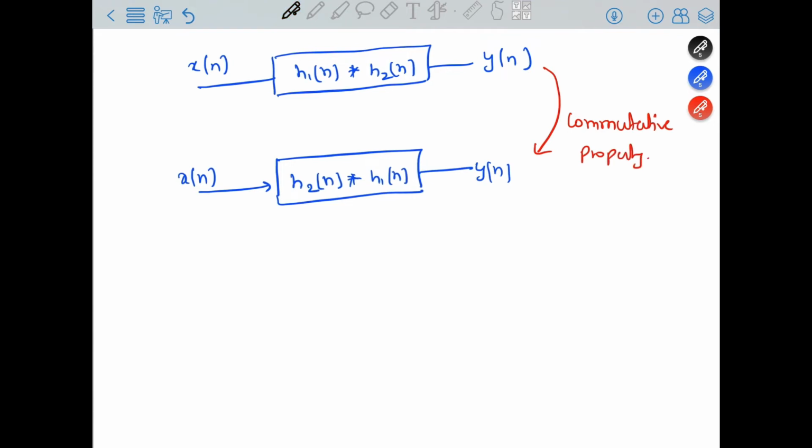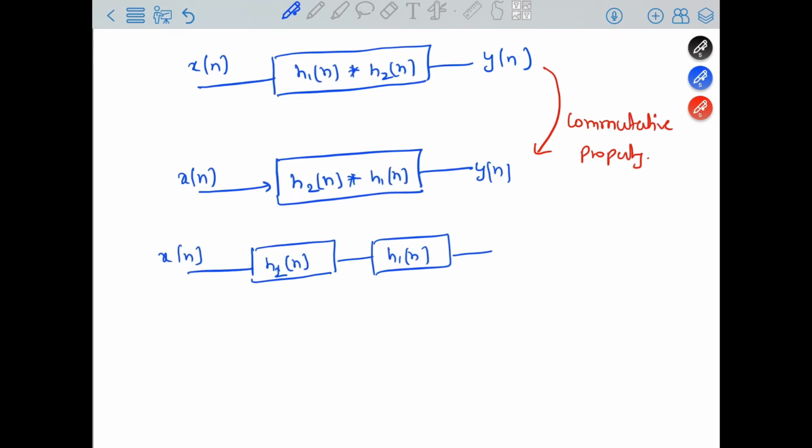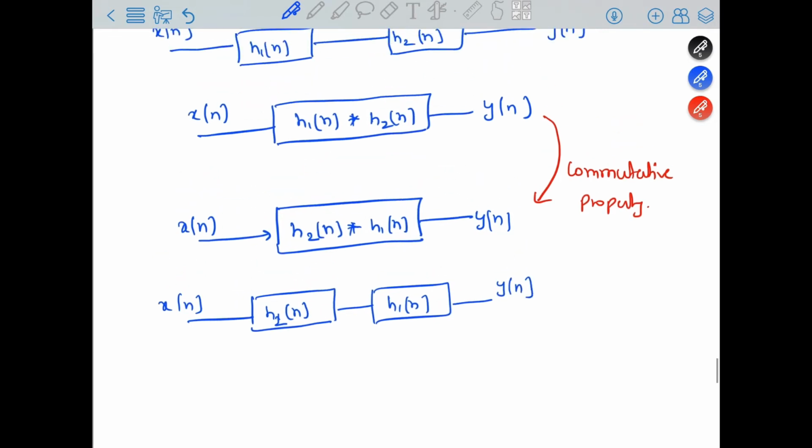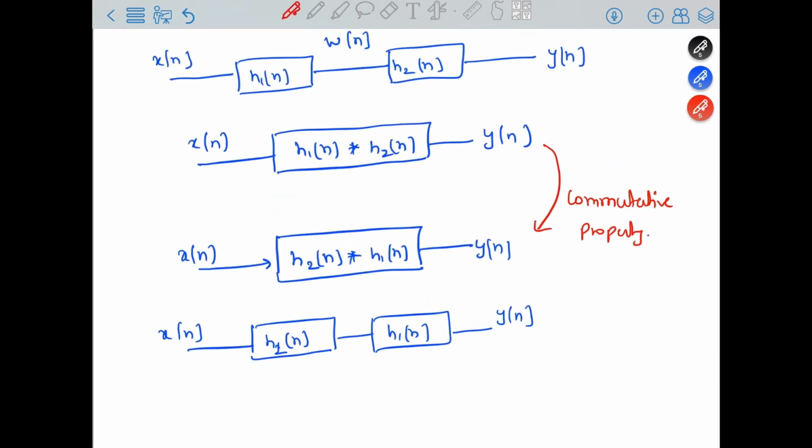Now this can be equivalently represented as h2[n] followed by h1[n], and again x[n] is the input and y[n] will be the output. When you compare these two block diagrams, this is your first, this is your second. When you compare the first and second, you can clearly say that the order of convolution doesn't matter.